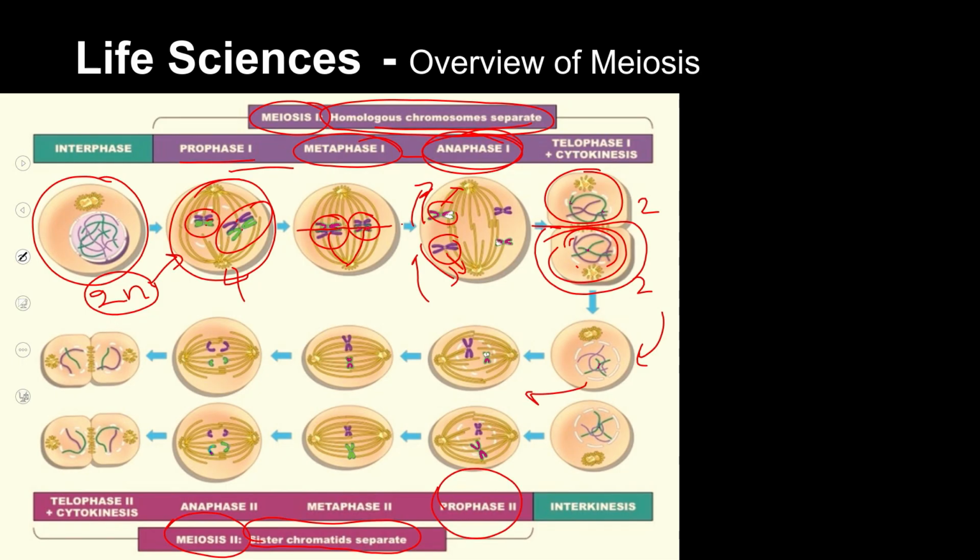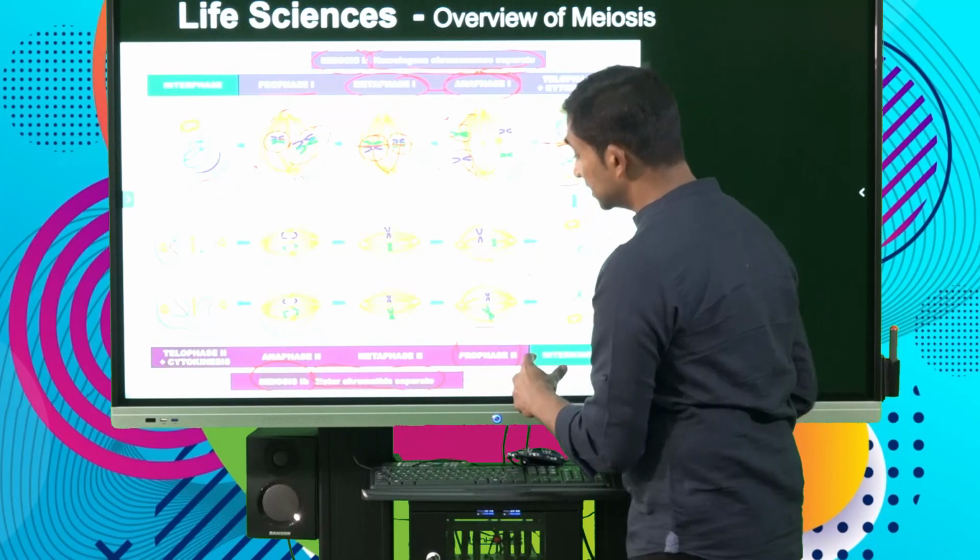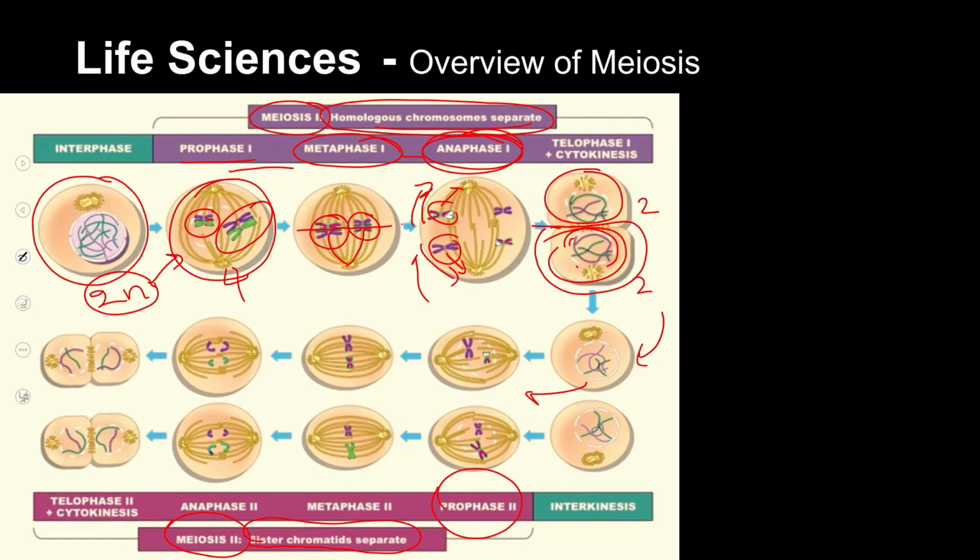In prophase 2, we see that the centrioles split, the nuclear membrane disappears, and spindle fibers form. It's important that we know that crossing over only occurs once, in prophase 1. Prophase 2 is simply a process in which the cell prepares for the rest of meiosis 2.